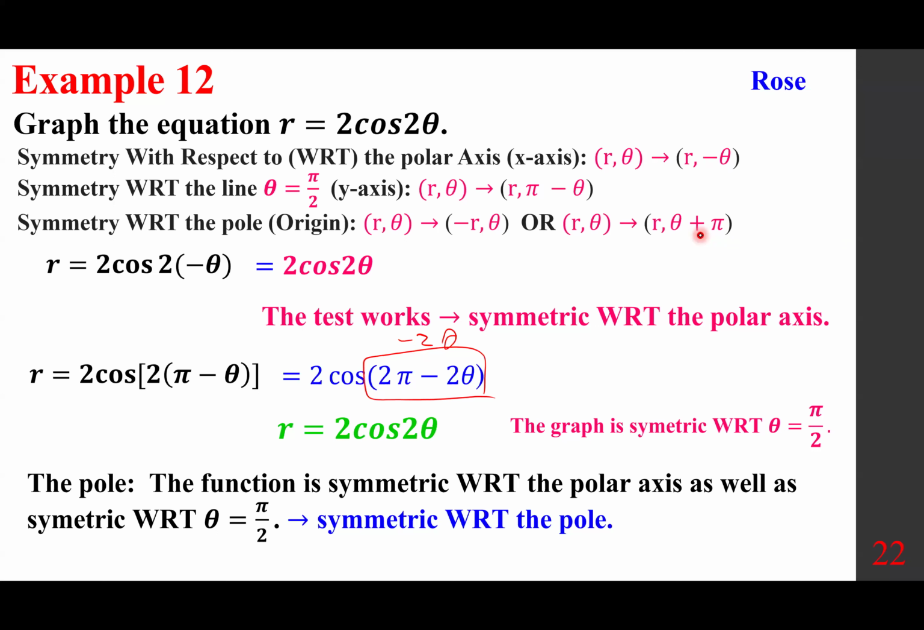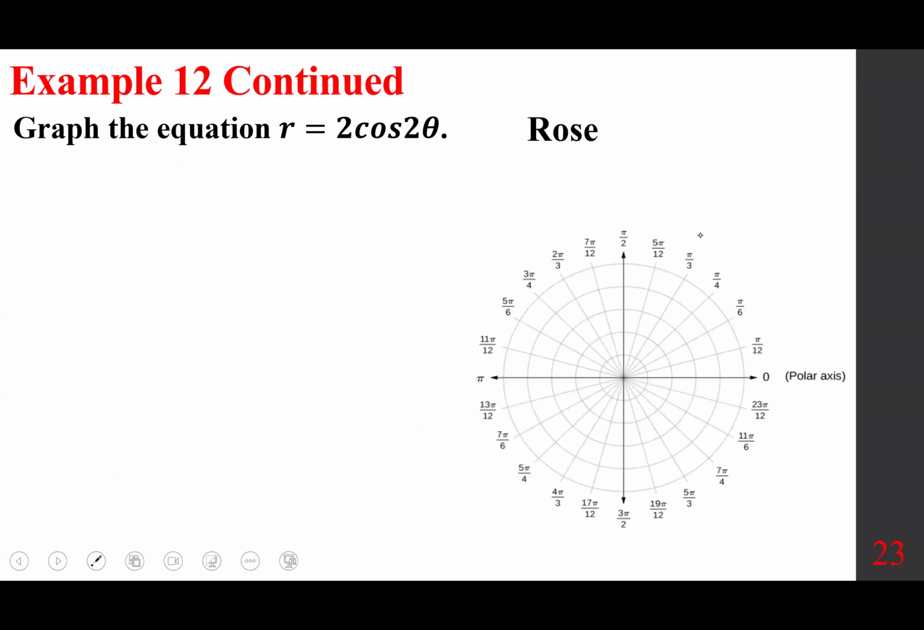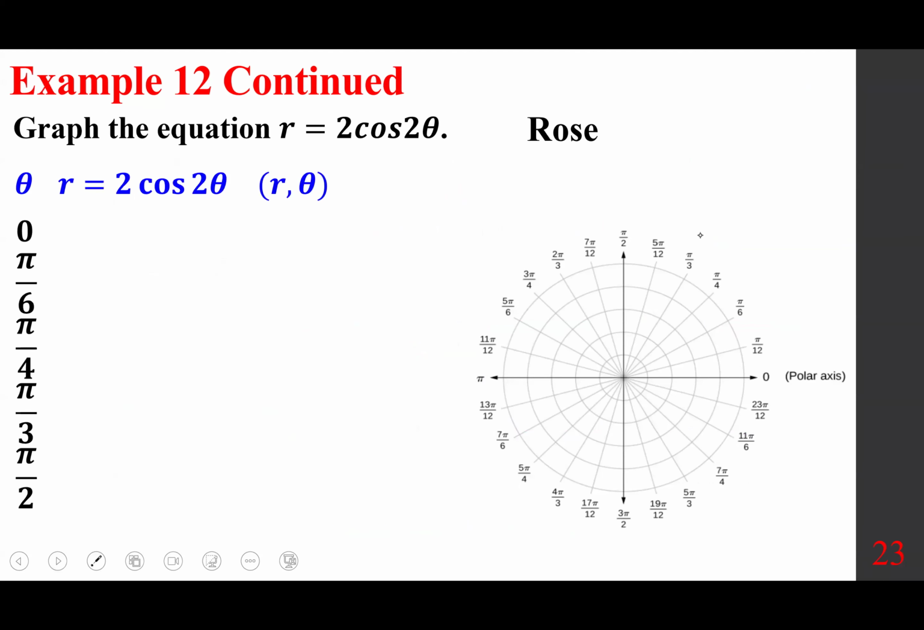In any event, let's plot pairs. Again, we're going to go with the easy part. And notice what we're going to do. I'm going to cut it into 4 pieces, just as we did with sine. So 0 to pi over 2, for example. And we're going to evaluate.